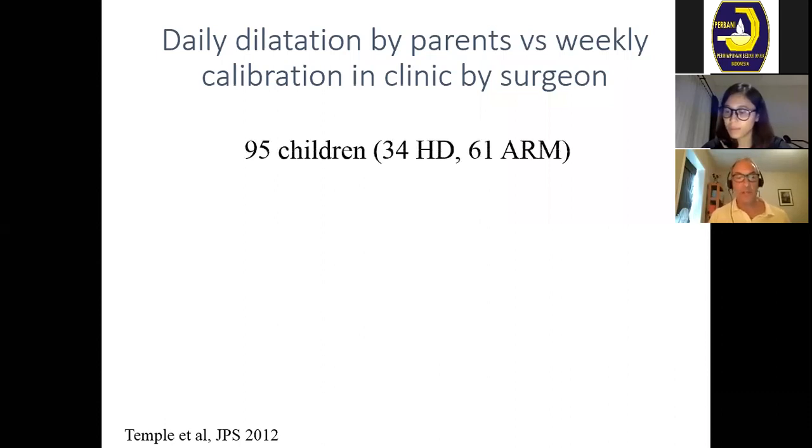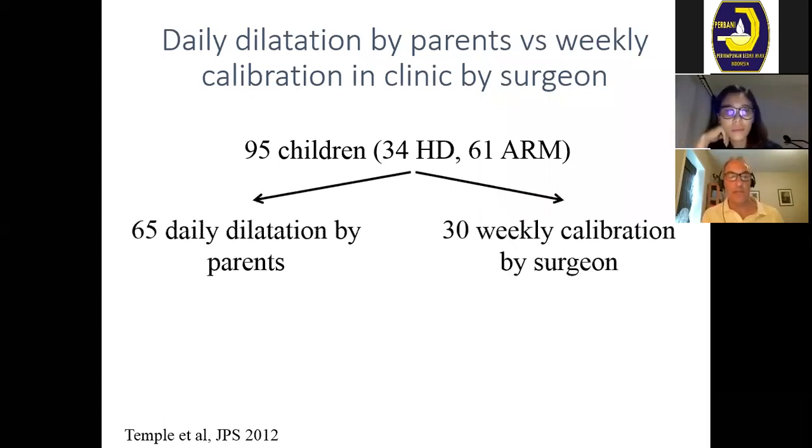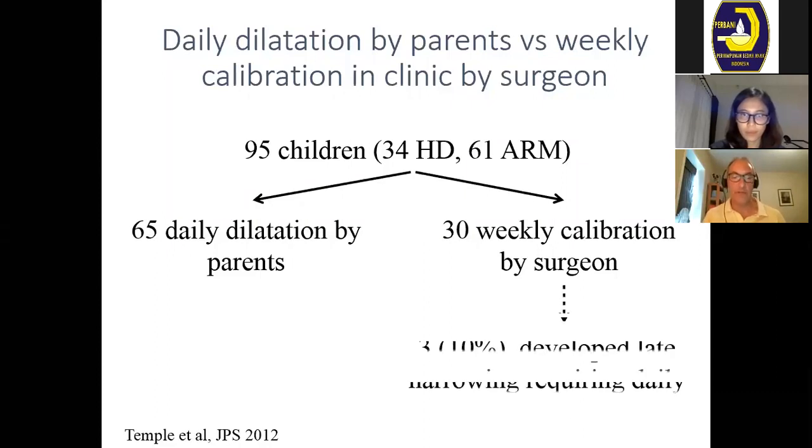When we looked at the outcomes of this, I compared my results to the results of many of my colleagues who were still sending the parents home with a dilator. We had a total of 95 children, 34 of them had Hirschsprung's, the others had anorectal malformations. 65 of them had the standard daily dilatation by the parents, and 30 of them had just the weekly calibration of the anastomosis that I told you about.